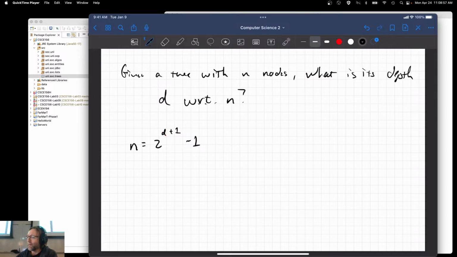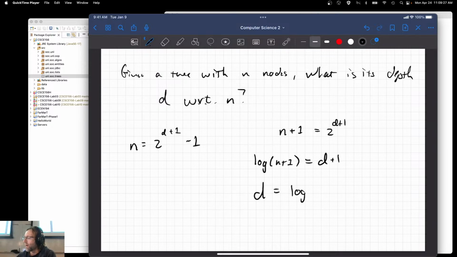Okay? That means that we'll take the minus 1 onto the other side. I'll have n plus 1 is equal to 2 to the d plus 1. Okay? How do I get rid of that 2? Log. Log of n plus 1, and don't lose your parentheses there, is equal to d plus 1. Right? Now what happens to that plus 1? Take it onto the other side, and we get that d is equal to log of n plus 1 minus 1, or if you just ignore those plus minus 1s, what is it going to be? Order log n.